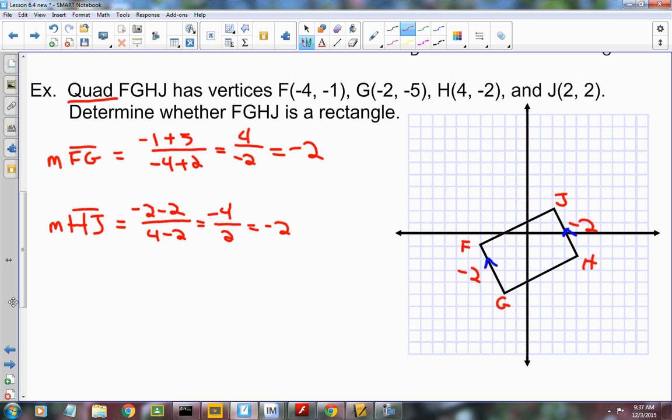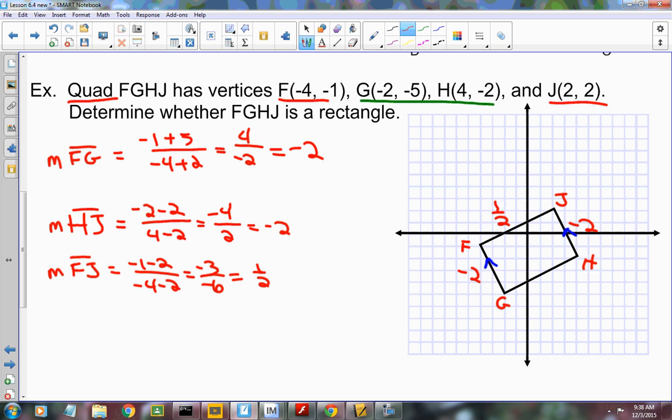Now I'm going to look at FJ and GH. The slope of FJ is -1 minus 2 over -4 minus 2. That gives me -3 over -6. What's that equal to? That's equal to 1/2, right? So FJ is 1/2. Well, that tells me that these are perpendicular to some of those, right?